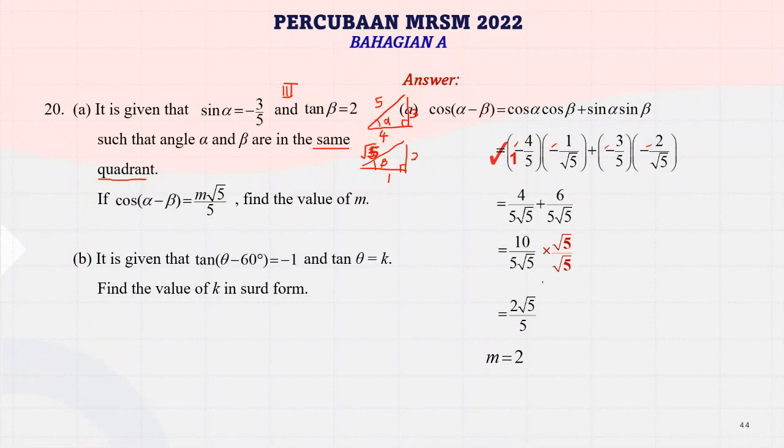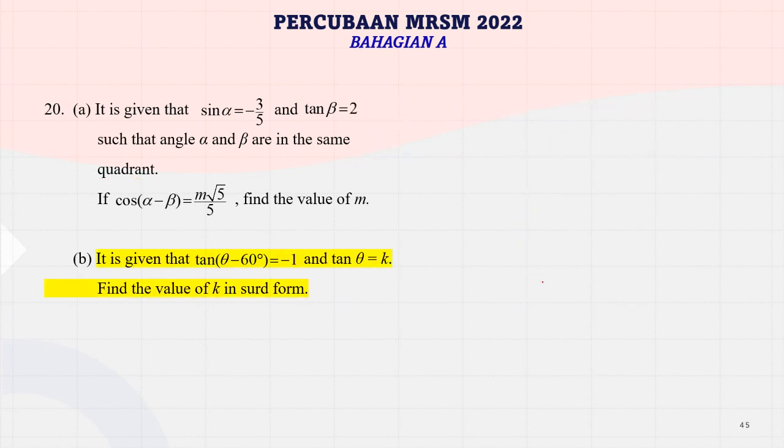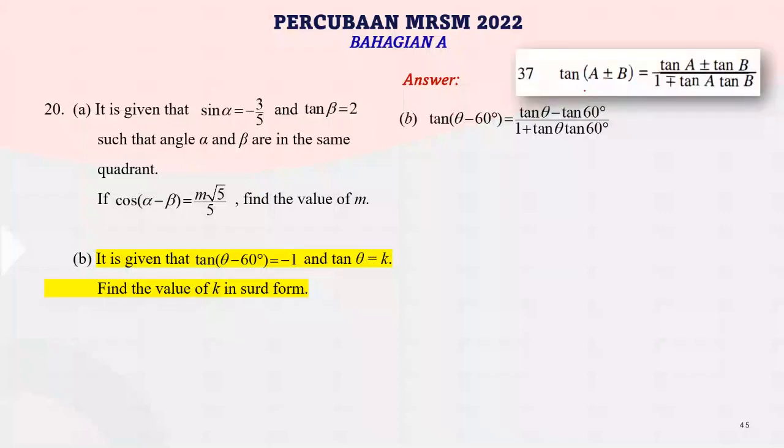Okay. The next one yang B tu pula. Okay, it is given that tan theta is equals to 60, also compound angle. So tan theta is equals to K, find in surd form. Kita gunakan formula ni, tan A tambah B. So kita pecahkan, separate them. So tan theta minus tan 60 over 1 plus tan theta tan 60. So kita gantikan K kan, sebab dia dah bagi tahu kan, tan theta is K. And while tan 60 adalah special angle, so dia adalah root 3.